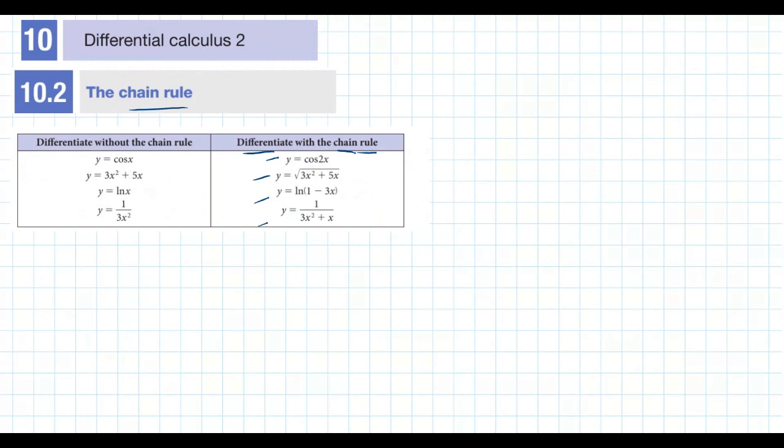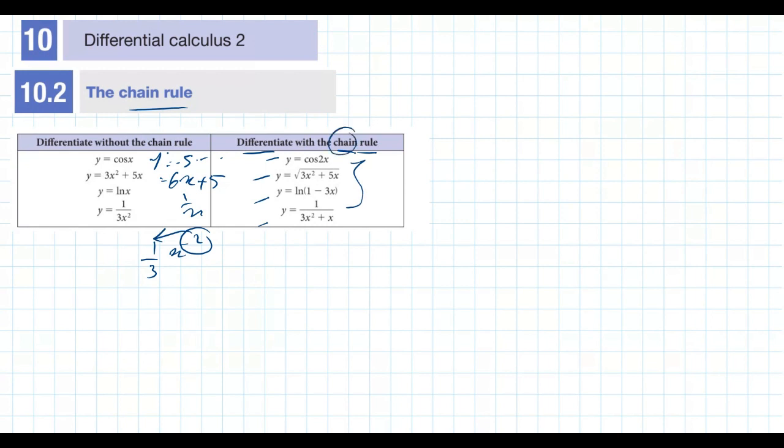Directly, y dash becomes negative sine x. And here, I think it's 6x plus 5, and then 1 over x. And then this part, third, x power negative 2. And after that, you're going to drop the power, and so on. Got the idea? But for these functions, you need to use the chain rule.